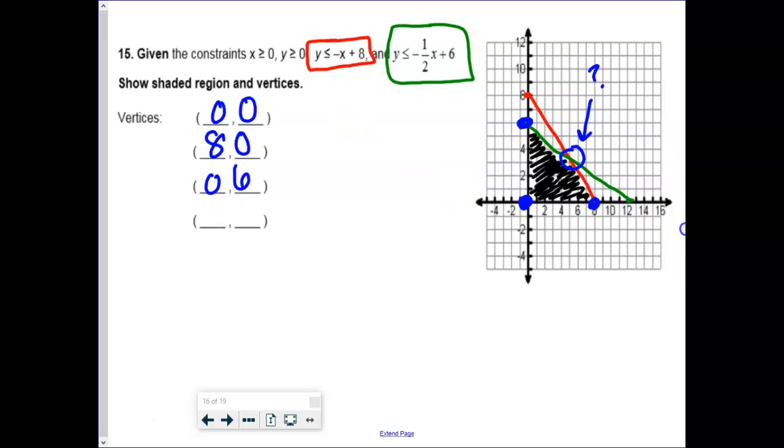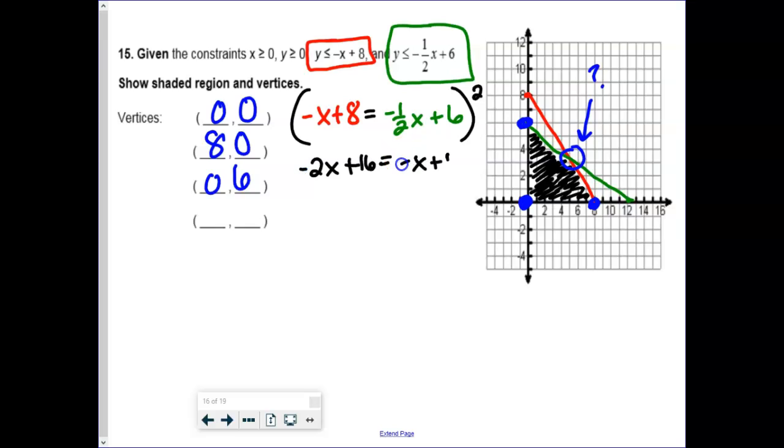So I'm going to set them equal to each other. I'm going to say negative x plus 8 equals negative 1/2 x plus 6. And I'm just going to solve that equation. It's technically set up as a substitution question right now. So first thing, Abruzzo hates fractions, so she's going to multiply by 2. She gets negative 2x plus 16 equals negative x plus 12.